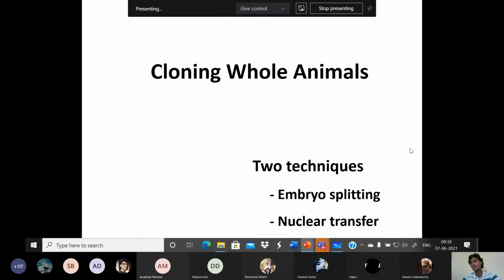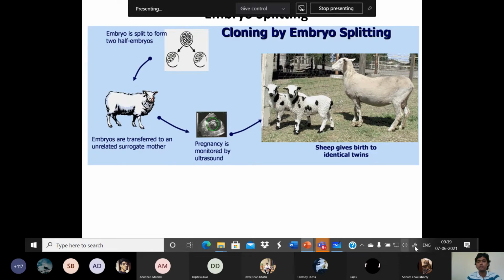Cloning of whole animals. Whatever I discuss is completely changed, like you can change the gear, so it will be in a different direction now. Two techniques are available: embryo splitting and nuclear transfer. As I told you, this time mostly I will use the slides present here, nicely animated so that you will not feel any problem.